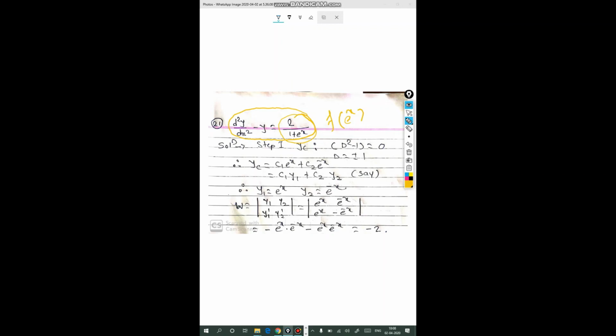In this case the auxiliary equation is D square minus 1 equal to 0, roots are plus or minus 1, and we have yc as c1 e raised to x plus c2 e raised to minus x. When we compare it with c1 y1 plus c2 y2, we get y1 as e raised to x, y2 as e raised to minus x. So the Wronskian, that is the determinant y1 y2, y1 dash y2 dash, becomes minus 2. The value of the Wronskian is minus 2. So that is step 1.